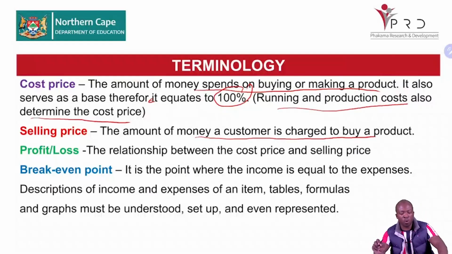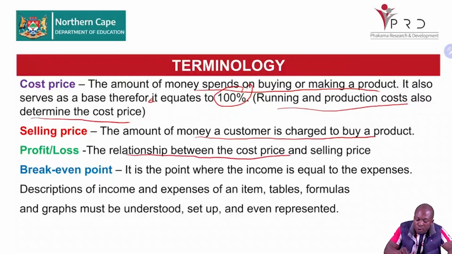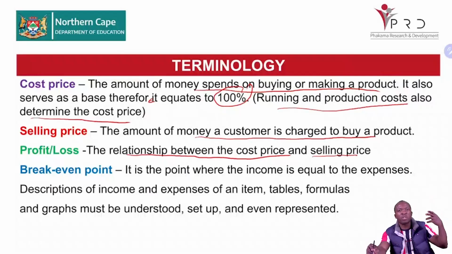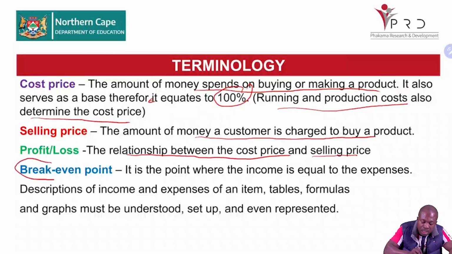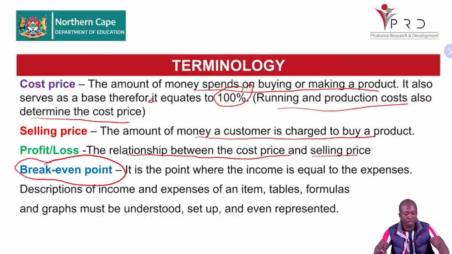How about profit or loss? Profit or loss is the relationship between the cost price and the selling price. So remember our previous lesson, we said a business will make a profit if the income is bigger than the expense. A business makes a loss if the expenses are rather bigger than the income. Then come to this key point, which we keep asking you in the examination. Break-even point. It is the point where the income is equal to the expense.